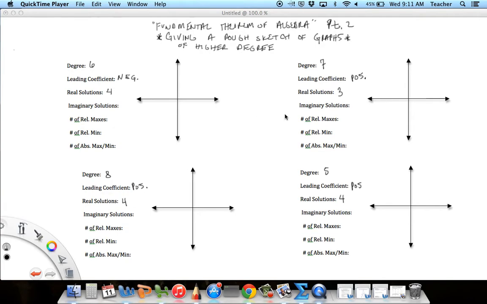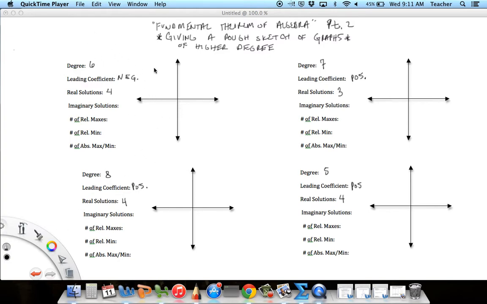We're going to talk about part two of the fundamental theorem of algebra, but really this part two is just me working four different problems, so you get more opportunities to learn this concept. Understand that we are taking the fundamental theorem of algebra and applying some different things. We're going to use that as the basis for giving a rough sketch of graphs of higher degrees. When we get into these higher degrees like 6, 8, 7, and 5, they're very difficult to graph because they get so large very quickly, but we can generate some ideas of what it might look like just based on the information I give you here.